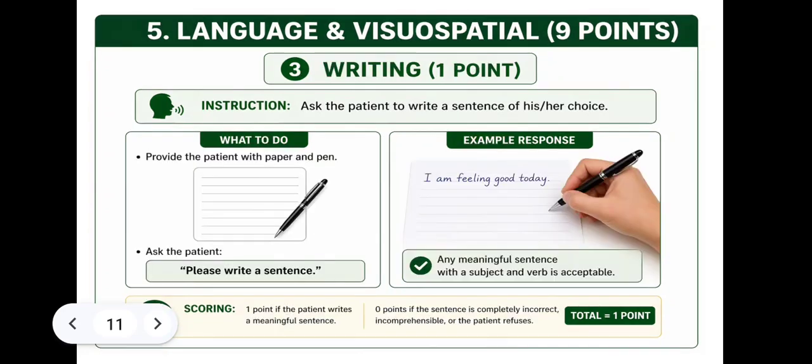The third point to be examined in language and visuospatial skills is writing. The patient is asked to write a sensible sentence. If he is able to perform it correctly, then 1 point will be given to him.